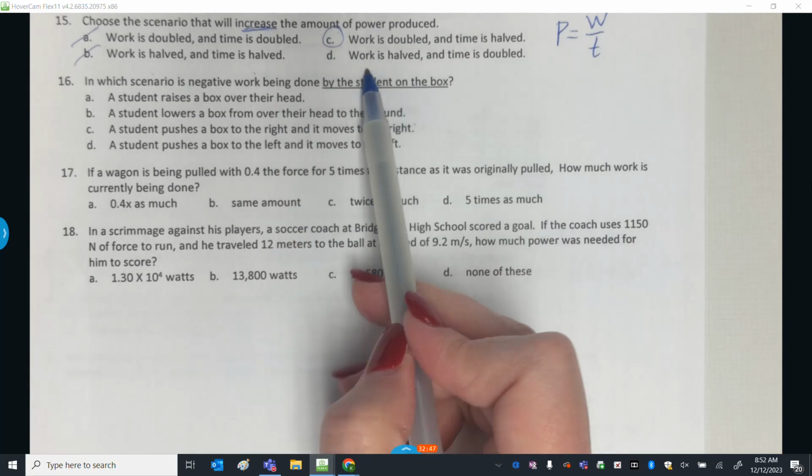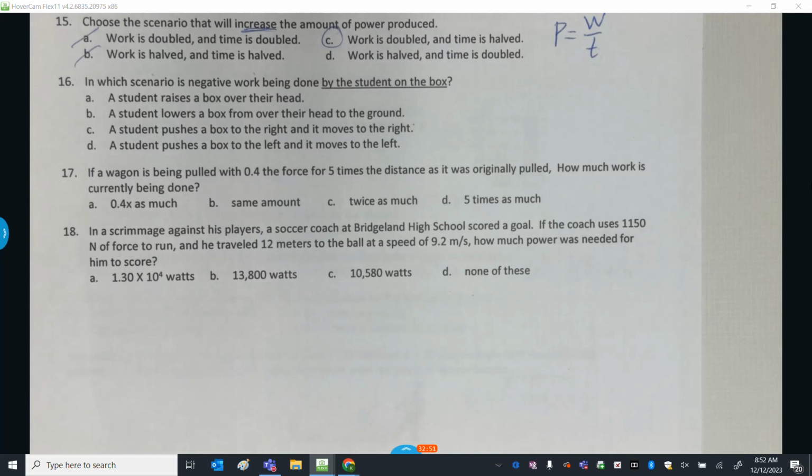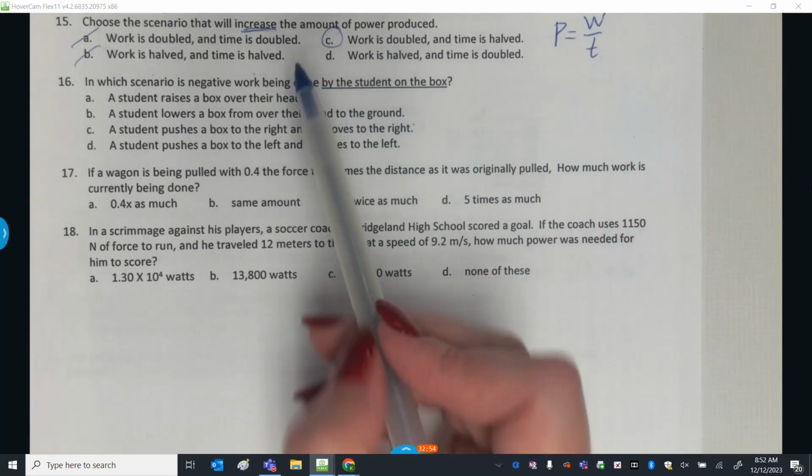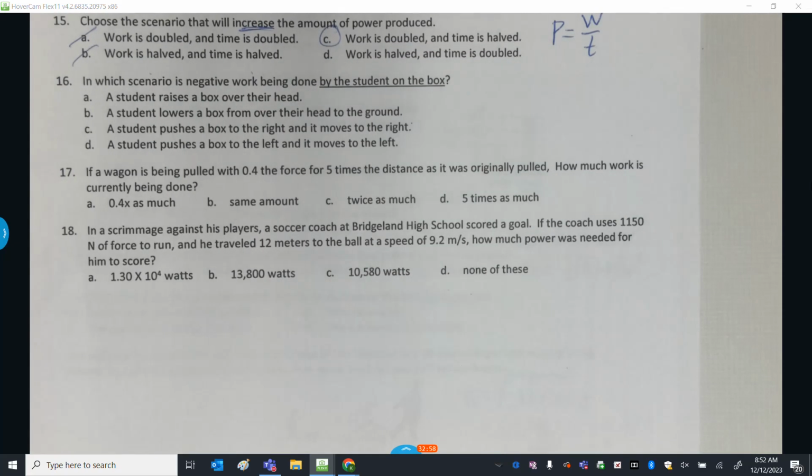But let's read D. Work is halved, time is doubled. That's actually going to make the power smaller by a factor of 4. So we don't want to pick that one. The answer we want to choose is C for number 15. And as I said, only a couple of you missed it. Make sure you read it carefully. Those of you who missed it picked A. Questions about 15?